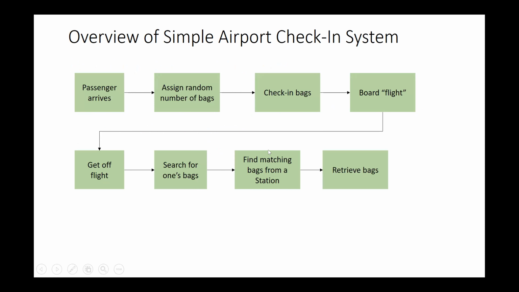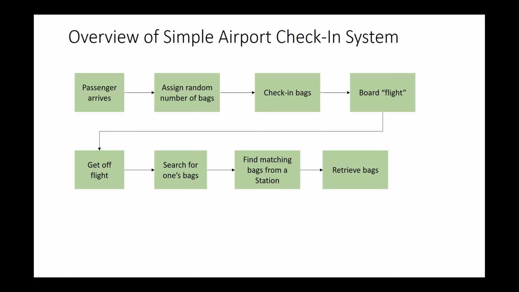Let me give you an overview of what I'm going to show you today. Some of this is already pre-built, and then I'm going to add in some of the finer details and show you how to add those. So basically, a passenger arrives. We're going to assign some random number of bags. This will be a separate model entity that generates these bags separately for the passenger. These bags are going to be checked in, as in stored away in a storage queue. And then the passenger boards a flight.